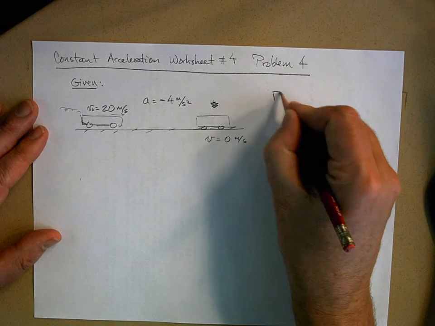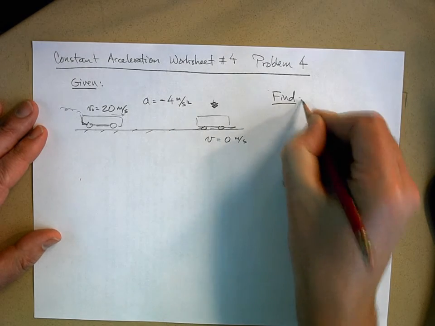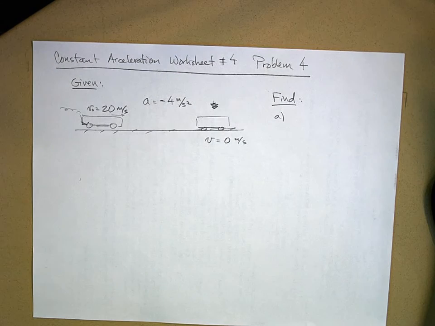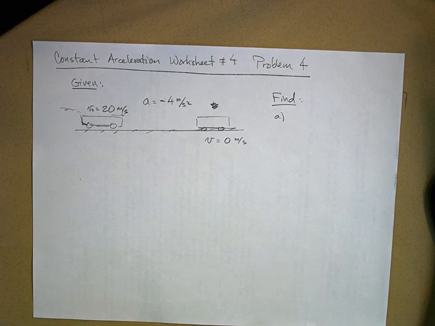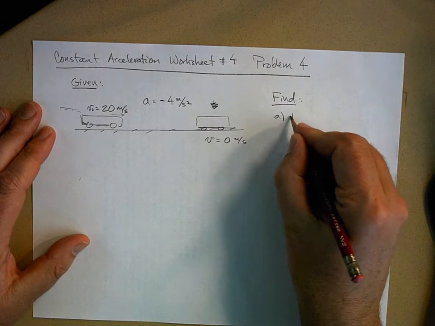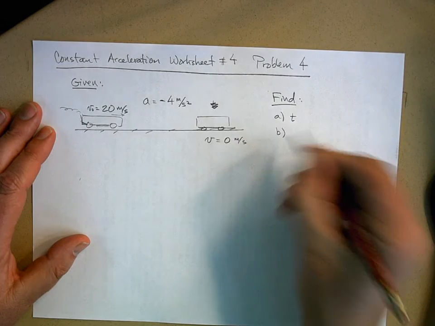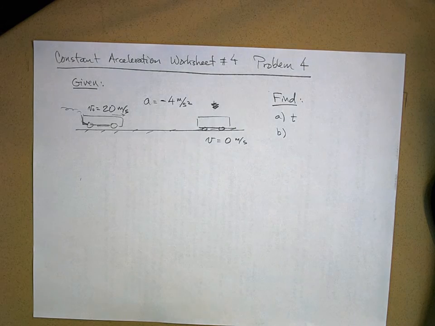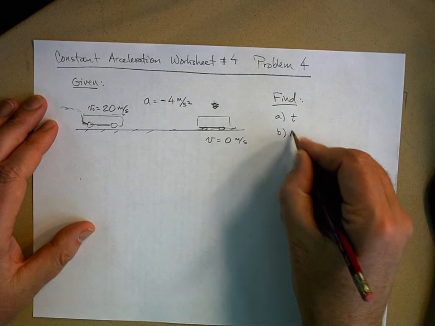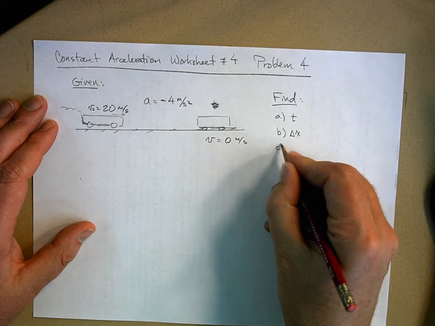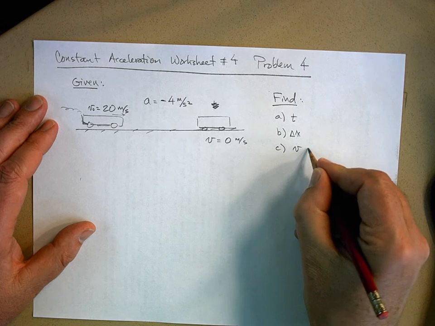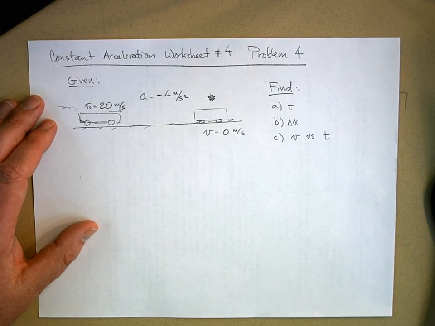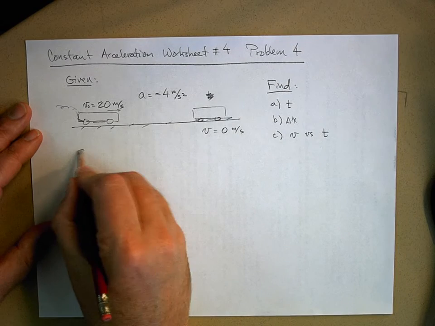So what are we trying to find? A, it says, how long does it take for it to stop? That's the time. And then B, how far did it travel while braking? I'm going to call it delta x. And C, we just want to graph the velocity versus time. So let's solve it.